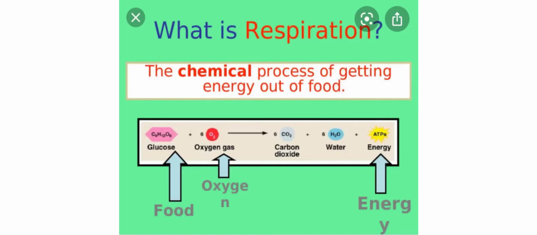First of all, what is respiration? The chemical process of getting energy out of food is called respiration. Organisms take in food by the process of nutrition, and then that food is digested in the body by the process of digestion. Now, how to obtain energy from that food, that we will study in the process of respiration. So, respiration is a process of getting chemical energy out of the food.